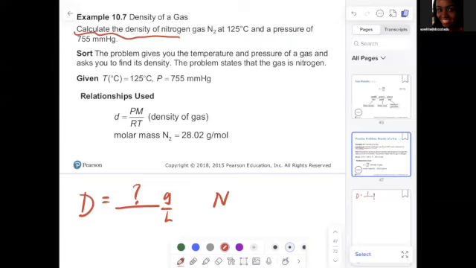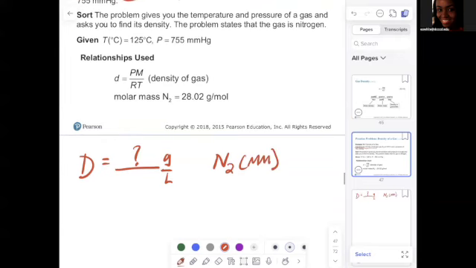Nitrogen gas. So for nitrogen gas, I have to get the molar mass. One nitrogen is what? 14. The molar mass here would be 28 grams per mole. So we got the molar mass from the formula. Okay.